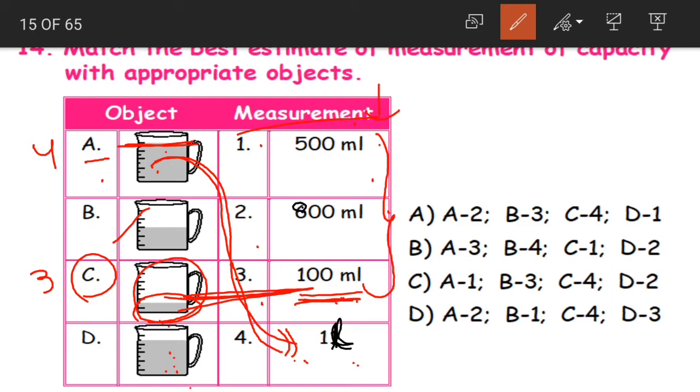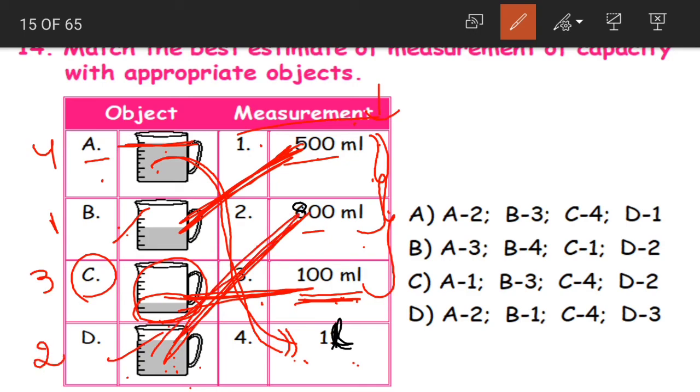Now coming to option B and option D. Now again from these two, which is the least one? Option B is the least one. Now we are left with 1 and 2, 500 ml and 800 ml. Which is the least one here? 500 ml is the least one. So option B is matched with 1, that is 500 ml. And lastly we are left with D and 2 will match with each other. D is equal to 2. So this is the code of our answers. 4132.